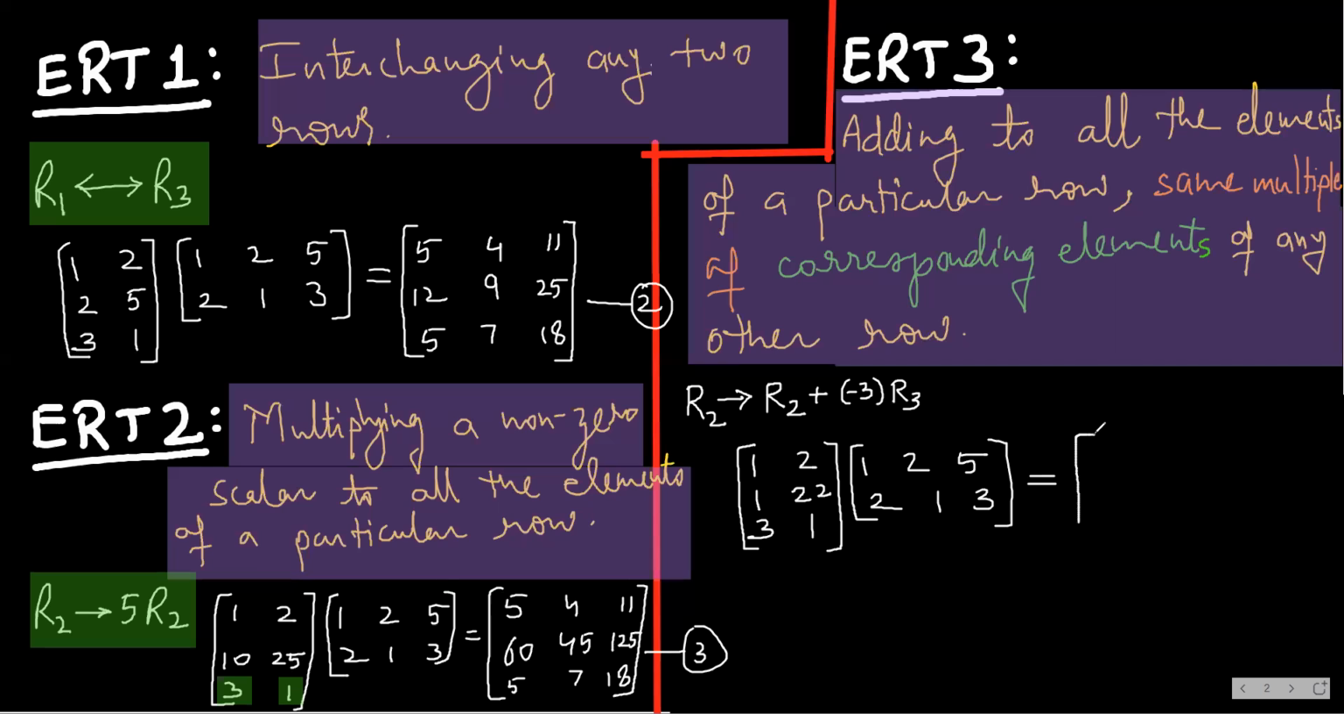And what about RHS? RHS, once again, you will apply the same transformation that you applied on the prefactor matrix. Okay, is R1 changing? No, only R2 will change. So the row which doesn't change, we will write it as it is. So 5, 4, 11, 5, 7, 18. R1 and R3 written as it is. Okay, how is R2 changing? R2 plus minus 3 R3. So multiply minus 3 here. When you multiply minus 3, what do you get? You get minus 15.